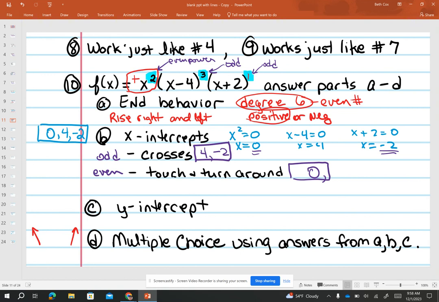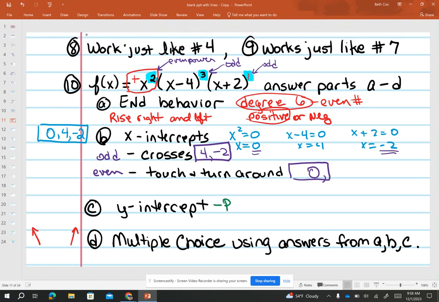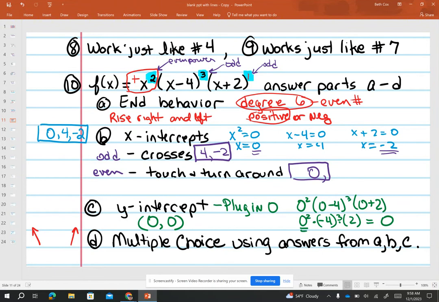Now let's do the y-intercept. For the y-intercept, we're going to plug in 0. That's what you always do to find the y-intercept. This one's super easy because it's 0 squared, 0 minus 4 to the third, and 0 plus 2. So that's 0 squared times negative 4 to the third times 2. Well, if you do 0 times anything, you get 0. So when I plug in 0, I get 0. So my y-intercept is actually the point 0, 0.